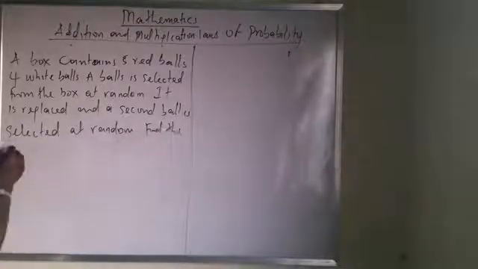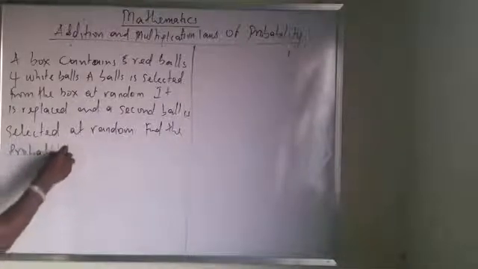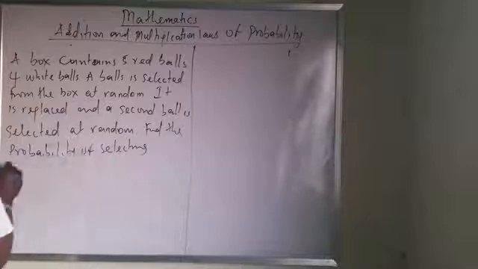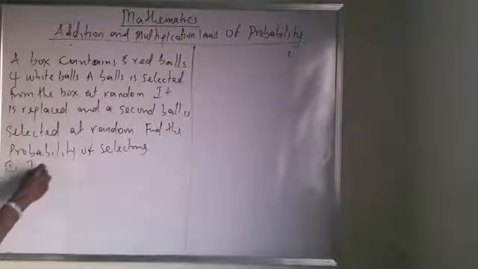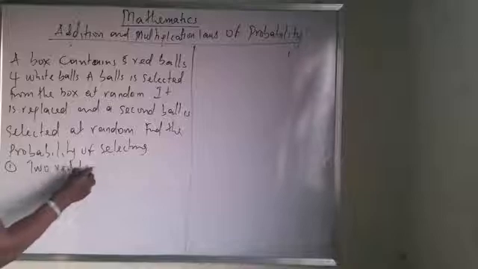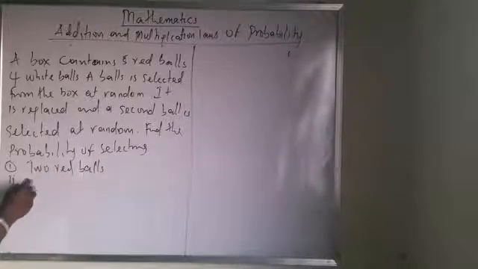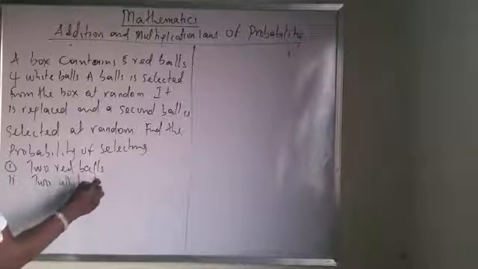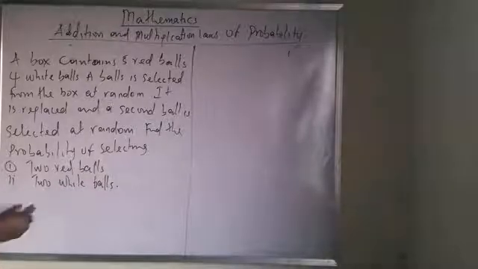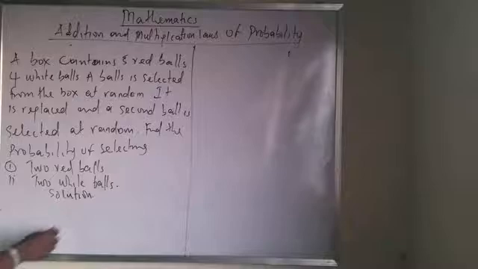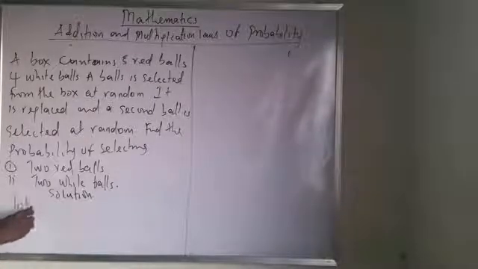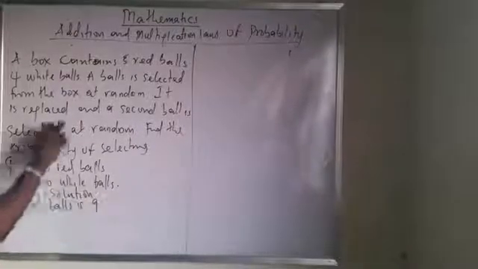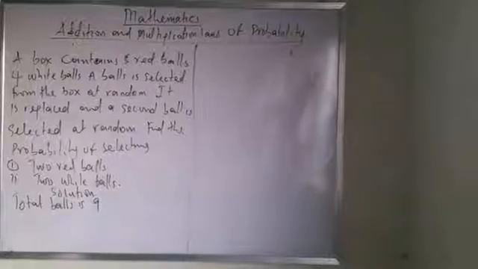Find the probability of selecting, first, 2 red balls, second, 2 white balls. Look at this particular problem. Solution to this problem. Total balls, that's very important. 5 plus 4 is 9.